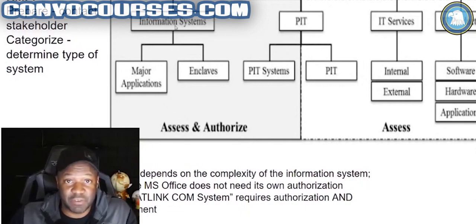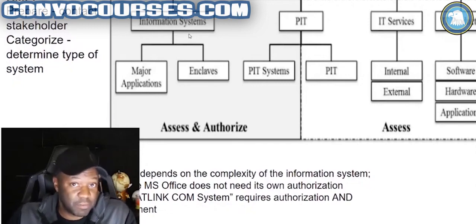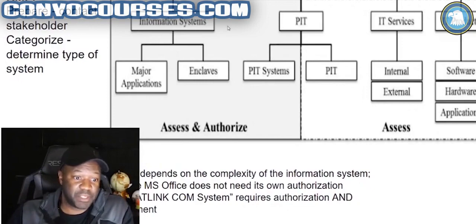It can be a collection of different information systems that serve one function. It can even be a standalone information system, like one computer that does something really important. That's also an information system.